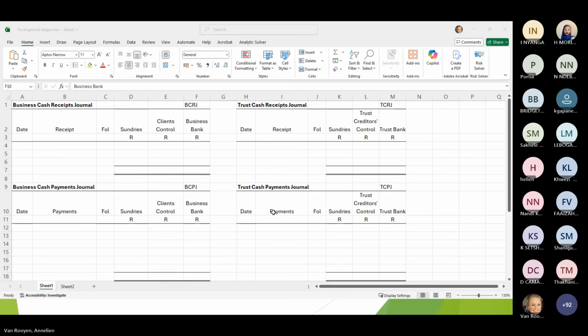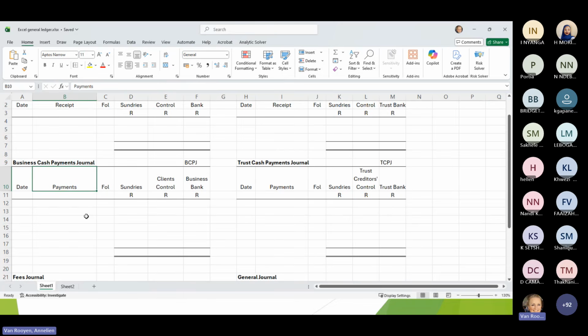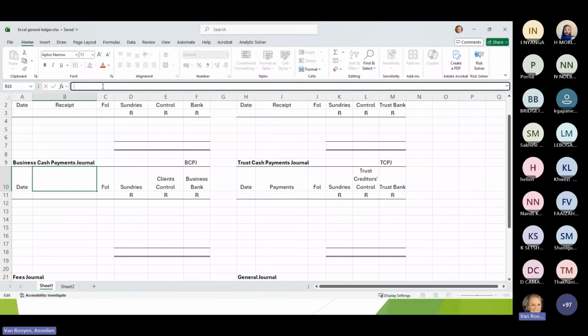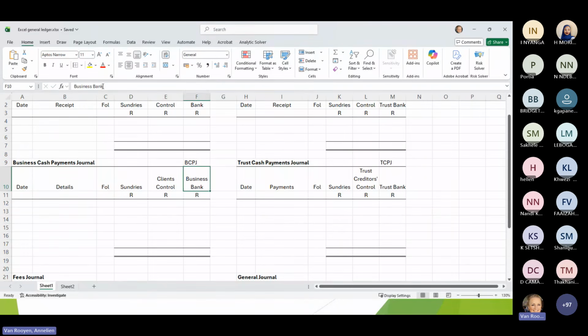This one. Yes, ma'am. No, it's payments. It can be details as well, but it can be payments. We can put in details as well, as long as you know these columns, these are the important ones. So once trust creditors and clients control, you can put in details here as well. It doesn't really matter. Let's put in details. I think that is more often what we use in the assignments, is it not? Okay, thank you, ma'am.